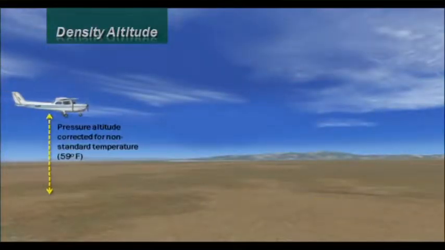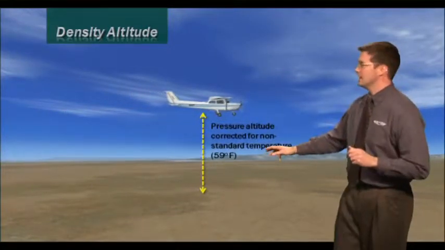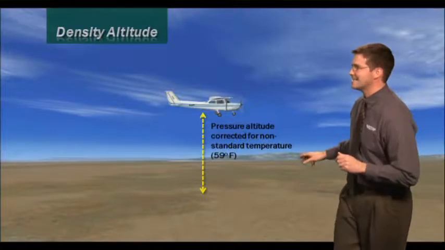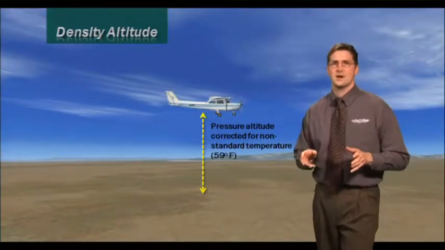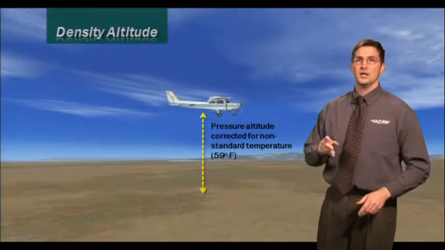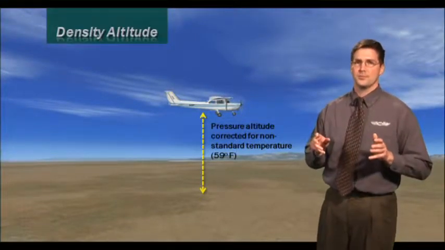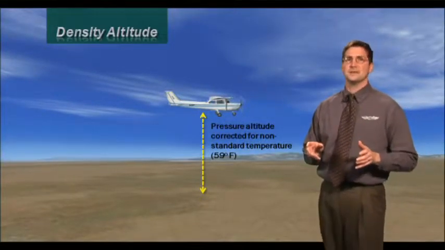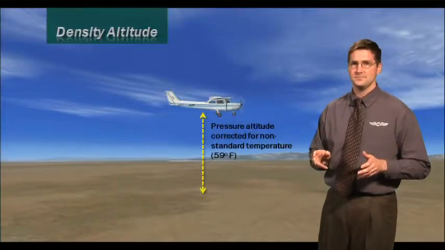Now let's take a look at density altitude. Density altitude is pressure altitude that has been corrected for non-standard temperature. Remember, standard temperature is 59 degrees Fahrenheit. Now, since you will often fly in non-standard conditions, you need to know and understand density altitude and how it's going to affect the performance of the airplanes you'll fly. This will be discussed in greater detail in Lesson 9.